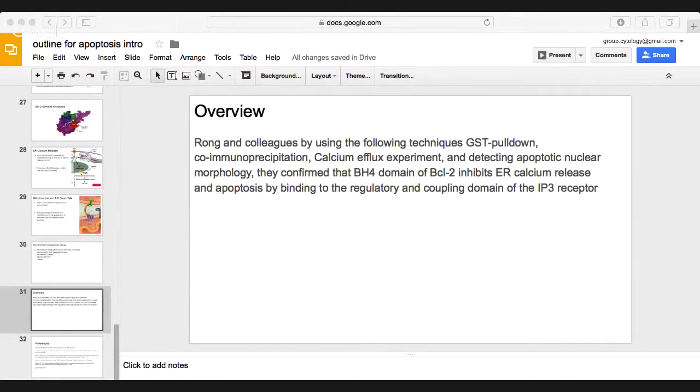To provide a brief overview of our presentation, Bong and his fellow colleagues used various techniques such as the GST pull-down, the co-immunoprecipitation, calcium efflux assay, and detecting apoptotic nuclear morphology in order to solve and confirm the anti-apoptotic activities of the BH4 domain of the BCL2 by inhibiting apoptosis as well as the calcium release from the endoplasmic reticulum by binding to the regulatory and coupling domain of the IP3 receptor.